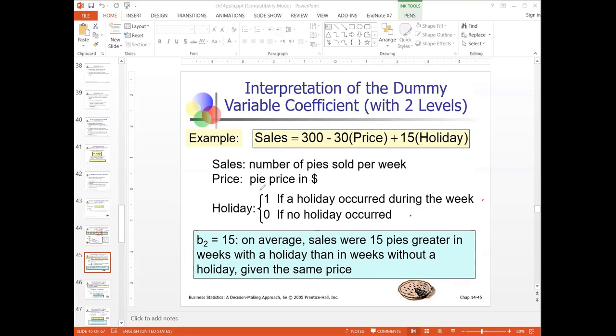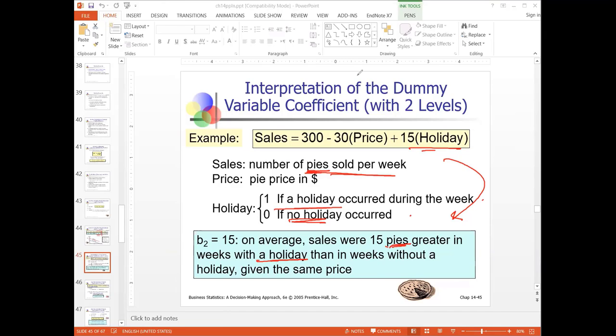So it includes similar things to what we did earlier. So how we interpret this is, the sales are 15 pies greater. Why do I write pies? Because the units are pies greater in a week, because it's pies per week, with a holiday because one is a holiday. Okay, then the weeks without a holiday. Without holiday means the zero case.